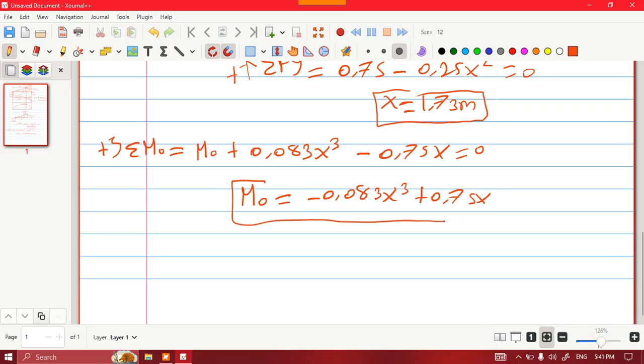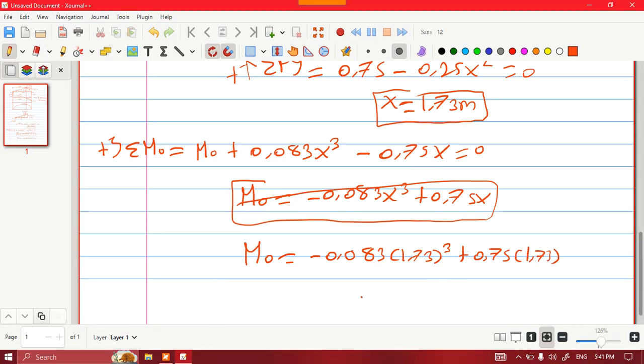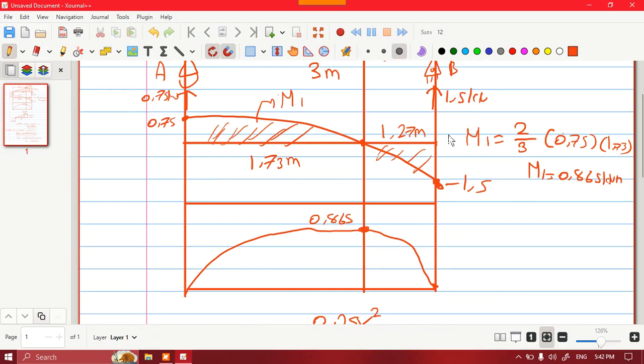Based on this moment function, after you find x, you substitute the x value in this moment function, and you will get the same answer. Minus 0.083 times 1.73 cubed plus 0.75 times 1.73. You can take the calculator. As you can see, I got 0.867 kilonewton meter, and approximately it is the same value that we found before.